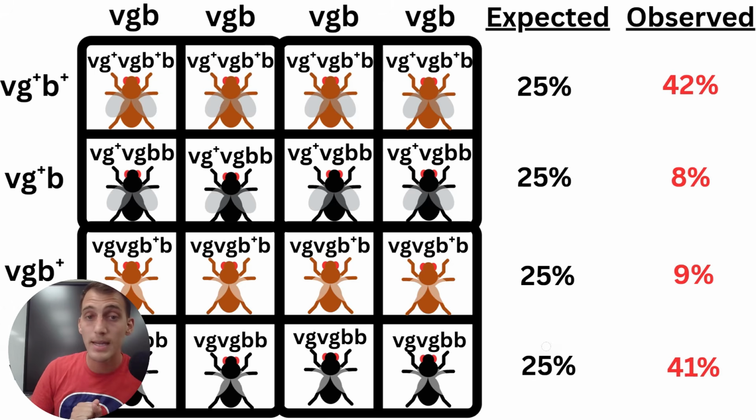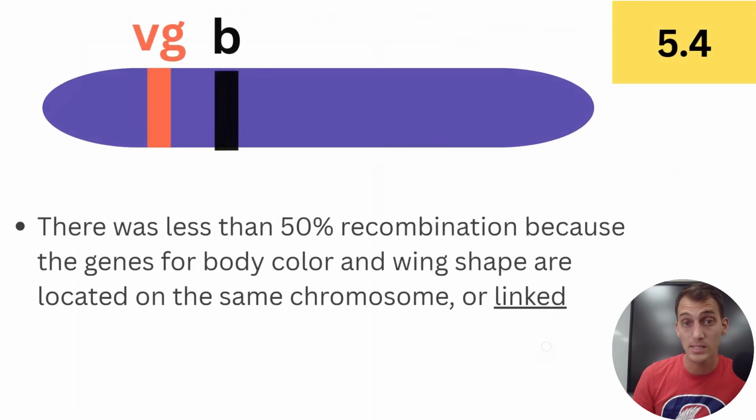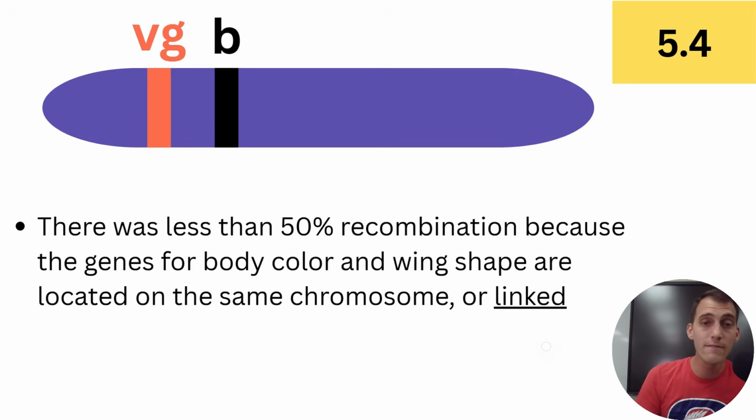It's not following Mendel's rules, it's not following the regular rules of probability. So, what's going on here? And this is the big exception. This is the big one. There was less than 50% recombination between vestigial wings and black body because the genes for body color and wing shape are located on the same chromosome, or in other words, they are linked. Okay, they are linked on the same chromosome.